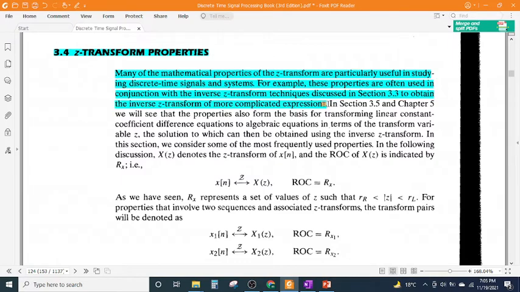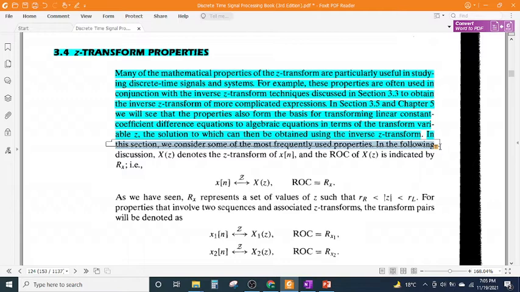In section 3.5 and chapter 5 we will see that the properties also form the basis for transforming linear constant coefficient difference equations to algebraic equations in terms of the transform variable z, the solution to which can then be obtained using the inverse Z-transform. In this section, we consider some of the most frequently used properties.